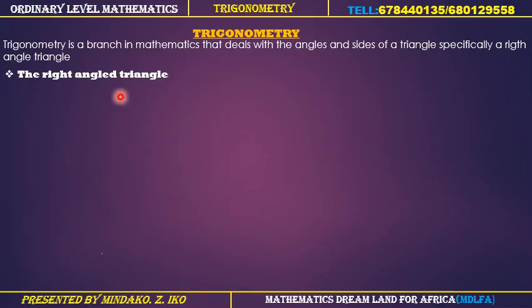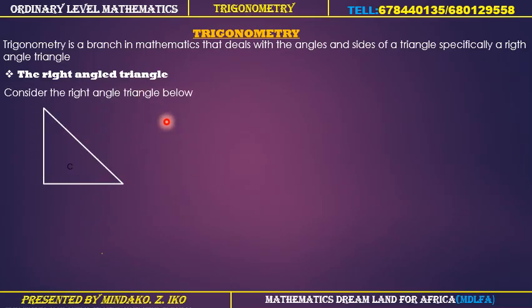So we have the right angle triangle. Consider the right angle triangle below. That is a right angle triangle, and we can label it A, B, and C. And we can give the various sides of the right angle triangle. So we have the adjacent, the opposite and the hypotenuse.